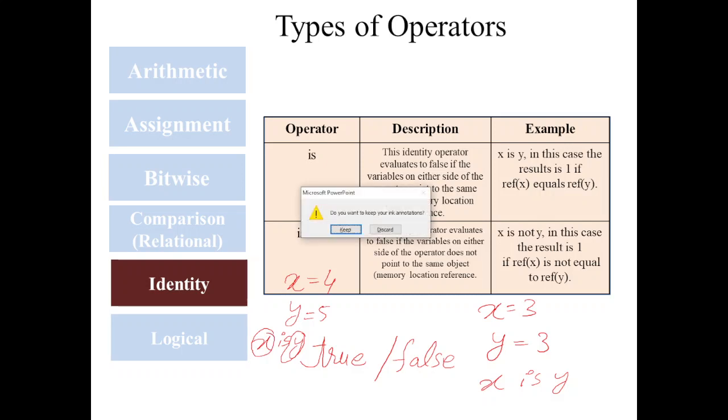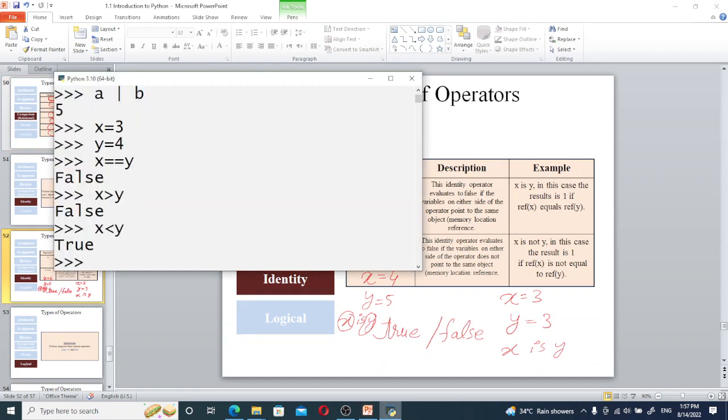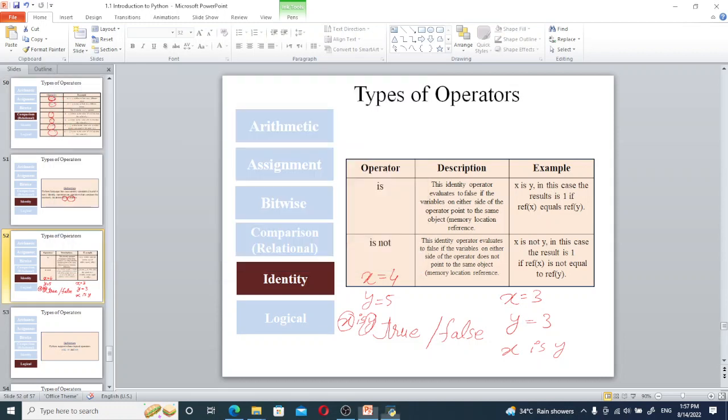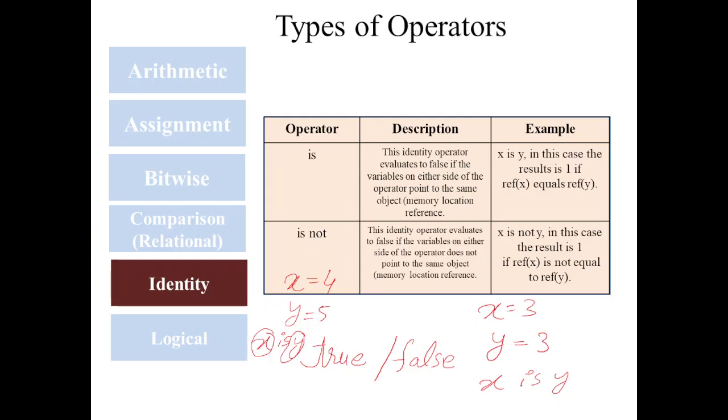So I can check it from an example. Let me check it. For example, I store x is equal to 3, y is equal to 4, and I check x is y. It is false. Okay, if I store again a is equal to 3 and b is equal to 3, when two variables have the same values, then they are stored in the same memory location in Python. Therefore, it is true. So these operators are used to check the memory location of two values. So hopefully it will be clear.